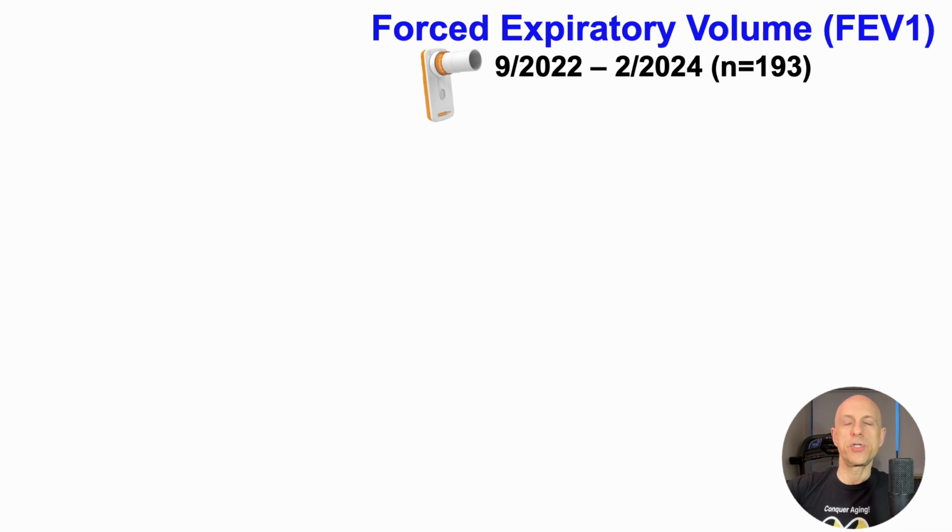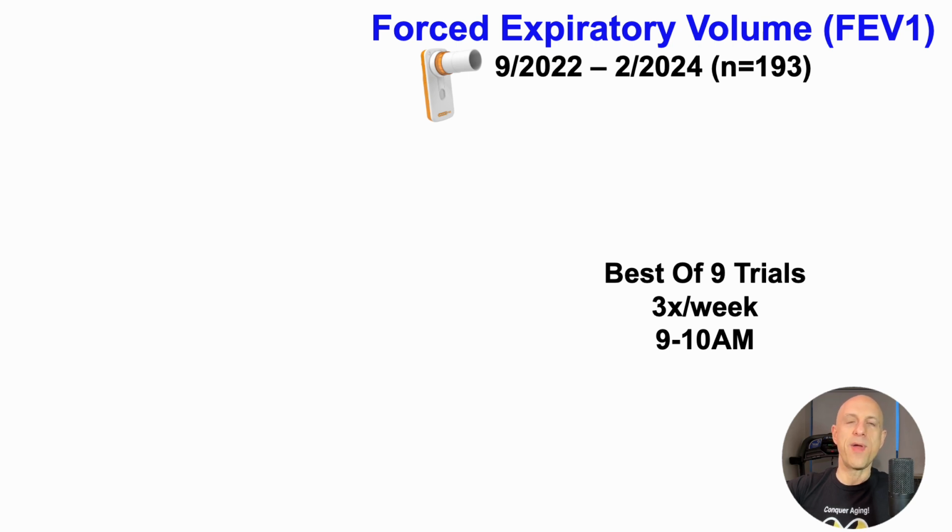Now, a quick note before showing the data. When I do measure it on each day, it's the best of 9 trials. So essentially, it's like a 1 rep max for my FEV, the best value out of those 9 attempts. I've been generally tracking it 3 days per week. And for every test, it's exactly between 9 and 10 p.m. So I've standardized the time because who knows how later in the day or earlier in the day may affect the data. To minimize that variability, I've focused on a very narrow time window for all of the measurements.